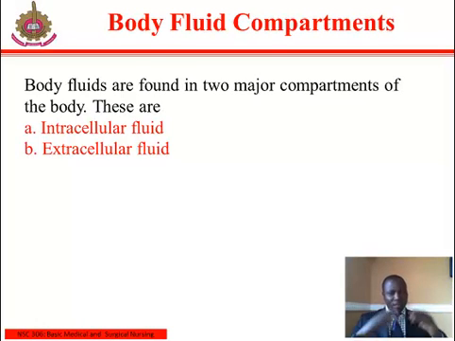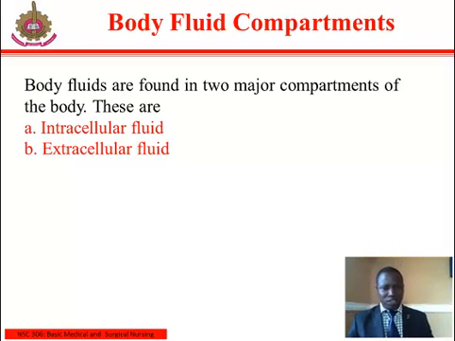These are intracellular fluid and extracellular fluid. Let's start with intracellular fluid. The intracellular fluid compartment is found within the cells of the body. It accounts for approximately 40 to 50% of the total body weight. The main electrolyte is potassium, and this provides the cells with an aqueous medium for their chemical function.